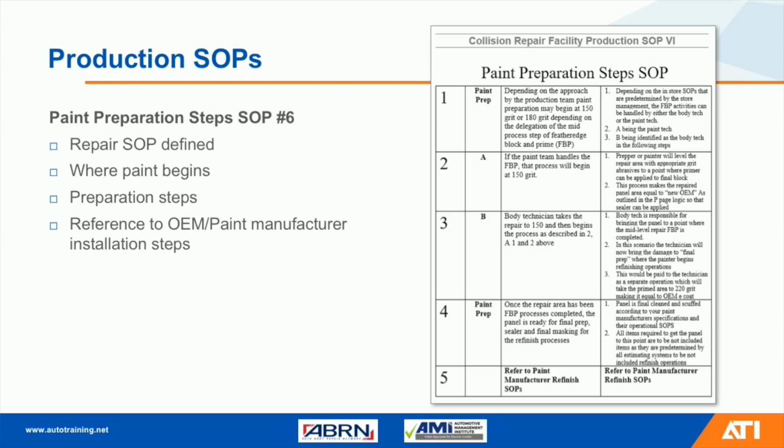And then behind this would be, what's the supporting documentation that goes with this that we would use with an insurer who may push back on feather edge, block, and prime, as a for instance. So what are the preparation steps? If we have OEM or paint manufacturer installation steps or warranty requirements that need to be done, all those are put behind this SOP so that we have a complete set of documents when we go to talk with anybody who may be concerned about what we're charging on a particular repair plan.